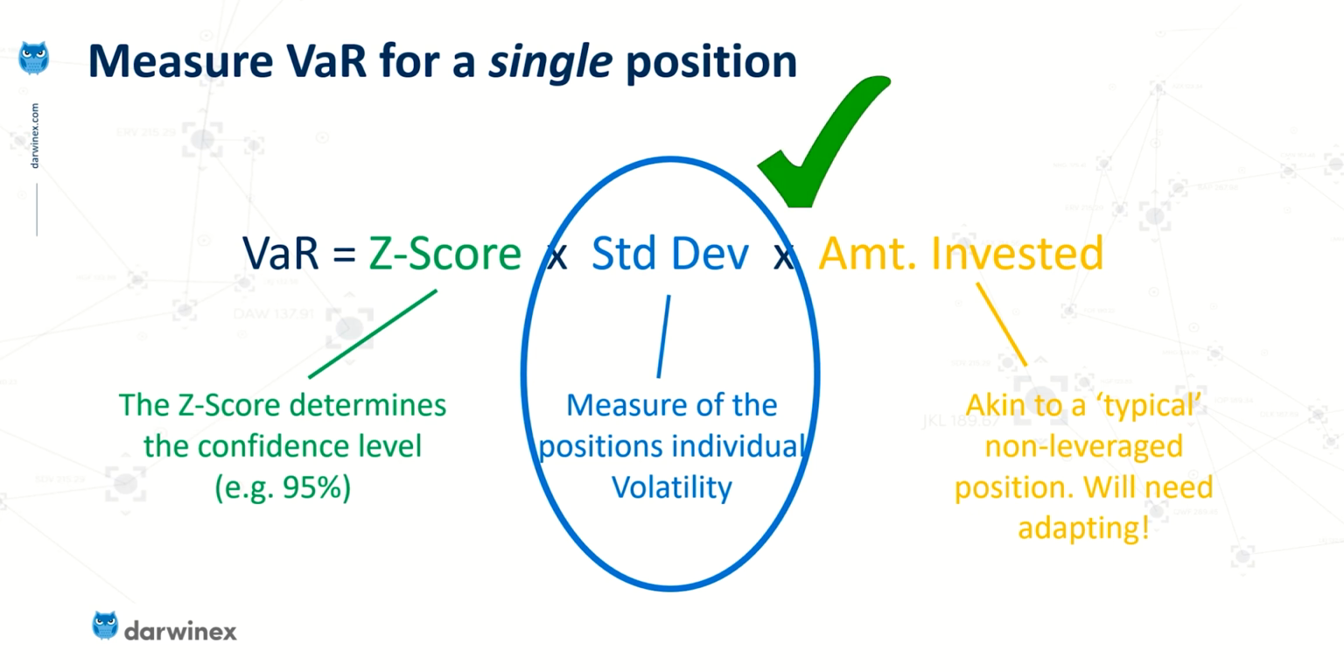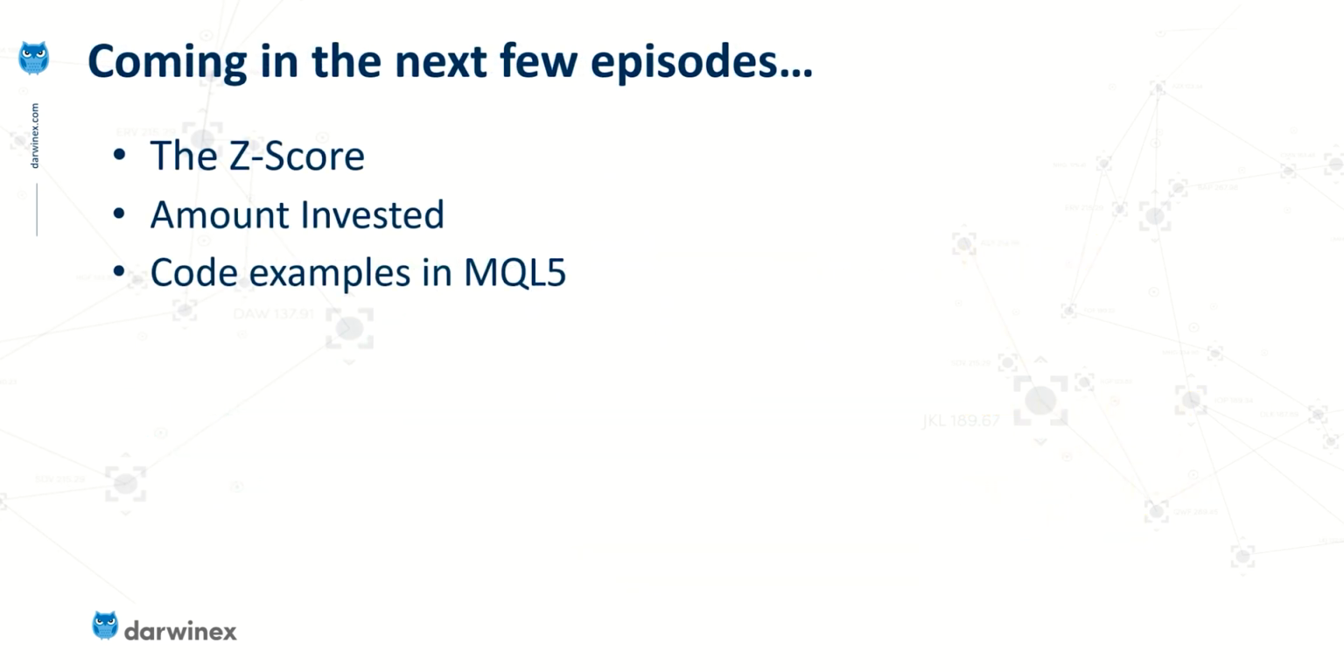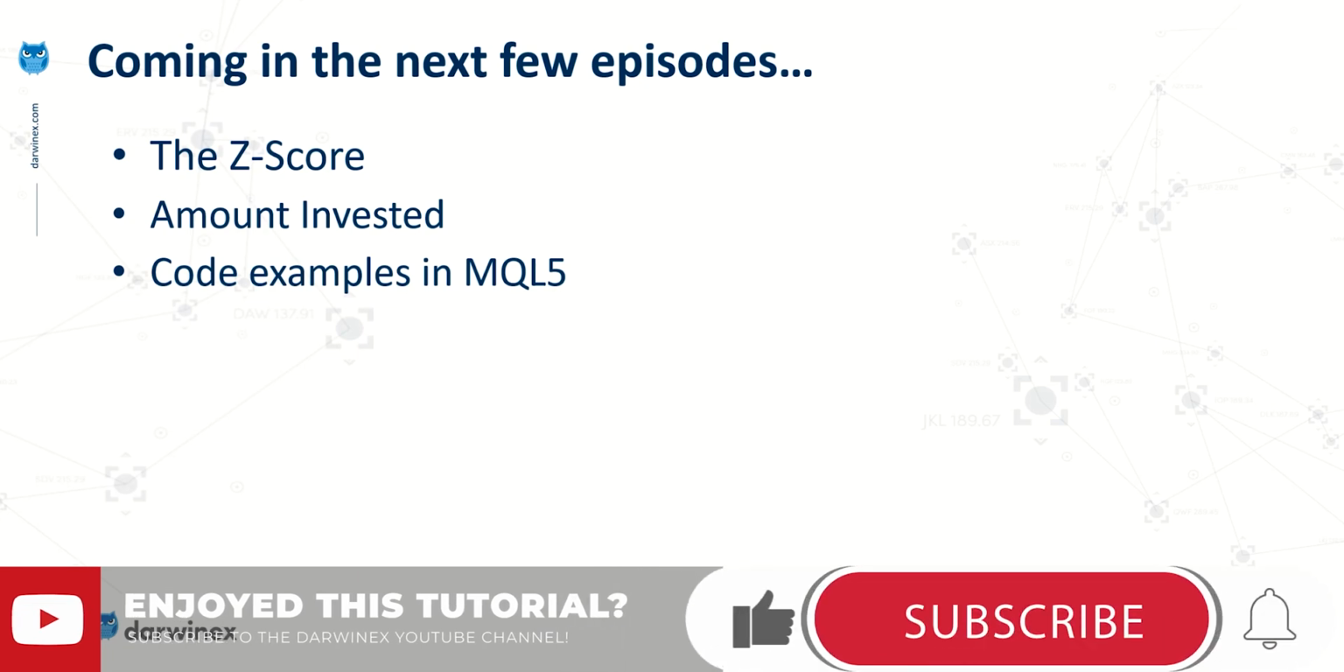In the next episode, I'm going to be looking at the Z score, and then in the episode that follows that, this amount invested, which, if you remember, I said does have a few challenges if you're using an account that uses lots in order to determine the position size, as opposed to a monetary amount, because the VaR calculation, of course, requires that monetary amount. And so I'll give you a technique that you can use to convert lots to a monetary value. And once we've done that, I'll then get into the code examples, and I'll be using MQL5 for this.